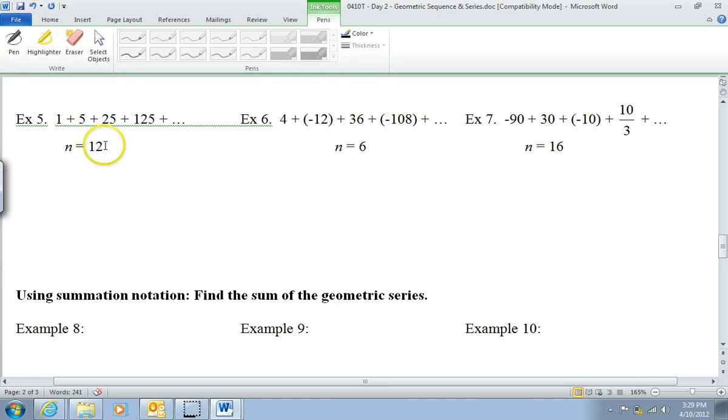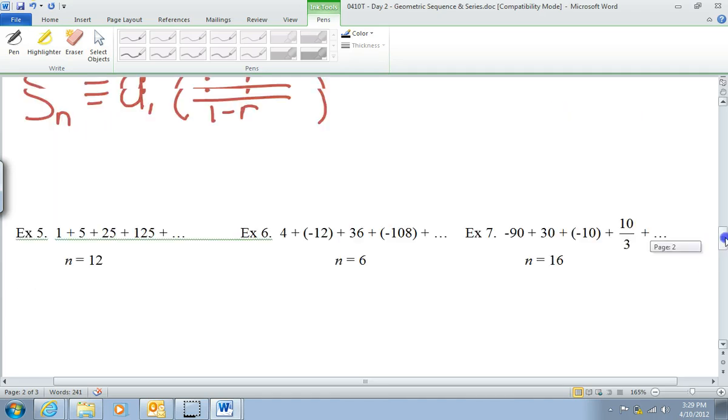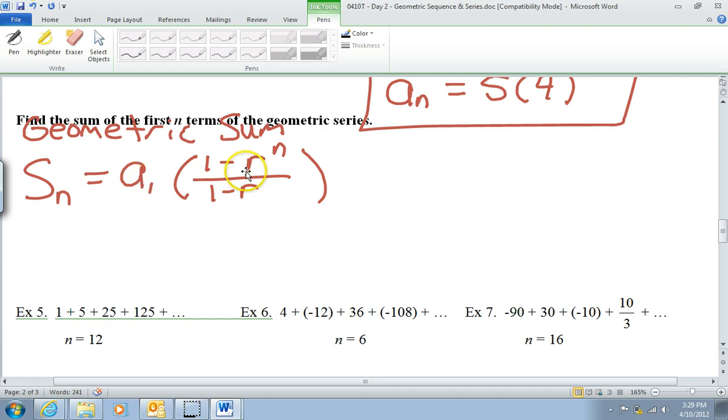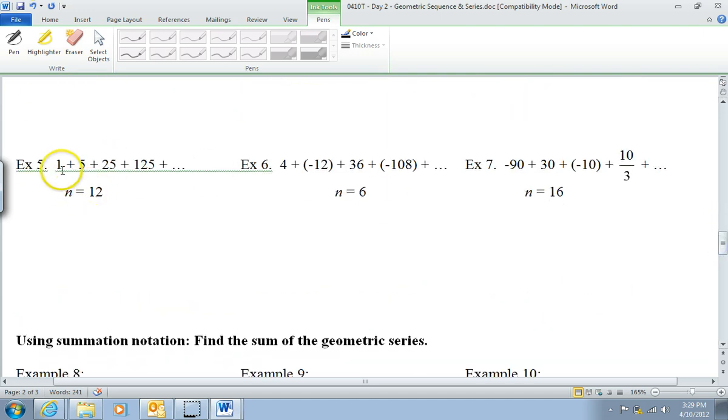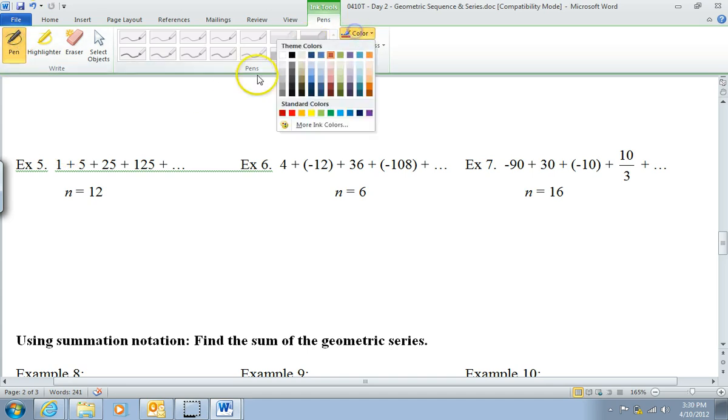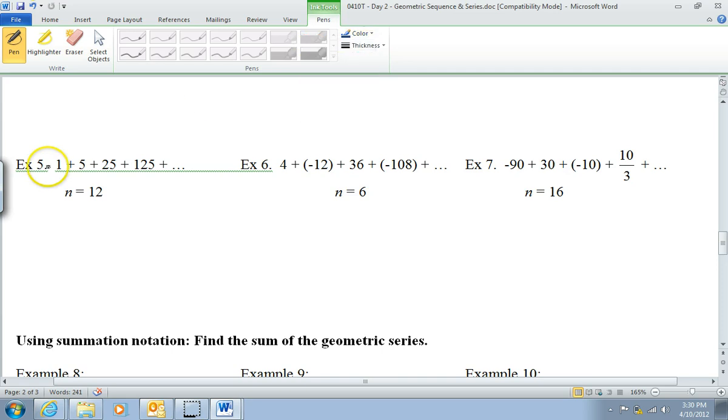In this formula, I've got a1, I've got r, and I've got n. Well, we're given n, and we're given a1. Let's just write all this stuff down real quick. Let's list this off. a1. What's a1 for this problem? In this particular case, a1 is 1. It's the first term. There it is. We're going to need r.